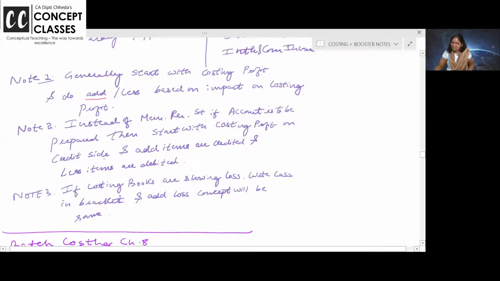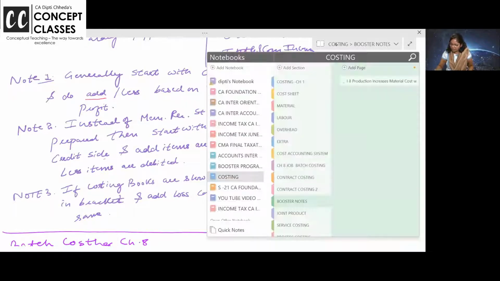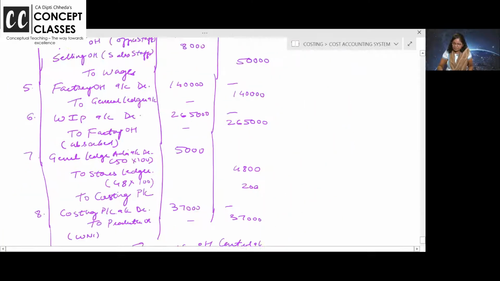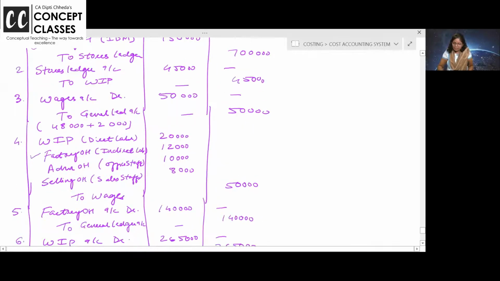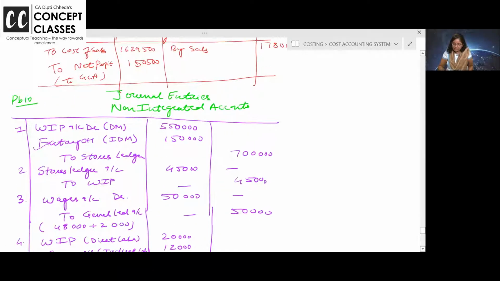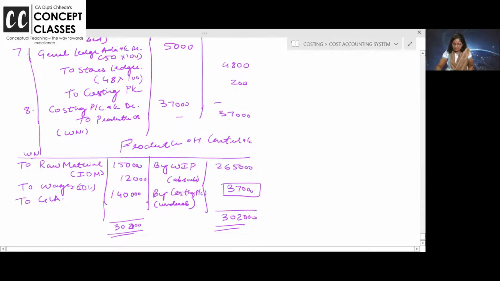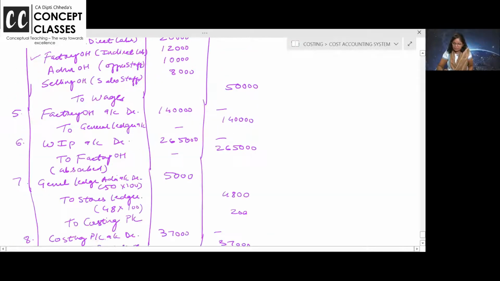Shall I show you one solved problem? It will take 5 minutes extra. We will check it in our routine notebook. 3 months of coaching is given in routine, and there we do all this. I have made them write journal entries too, as they also ask in non-integrated accounts. First do non-integrated, then do integrated.